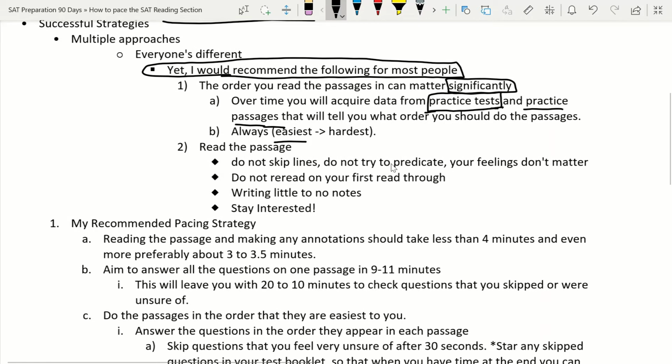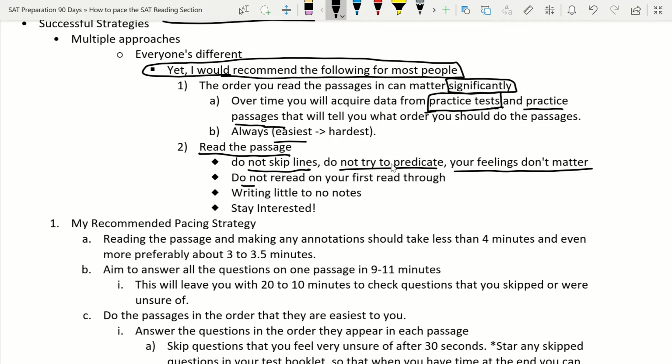Okay, next up, reading the passage. Okay, so now you've picked, let's say science was your easier one, so you're starting with the science passage. So you find the science passage, now you're going to read the passage. So as you read through, don't skip lines. Don't try to predict what is going to be said, and keep in mind your feelings about the text don't matter. Okay, it doesn't matter if you like the text, don't like the text. Your opinion does not matter.